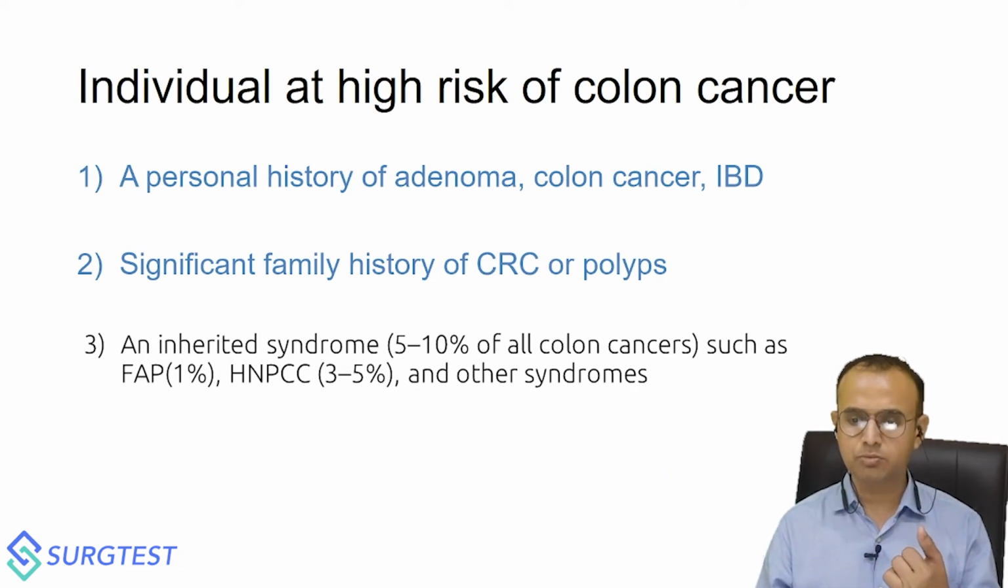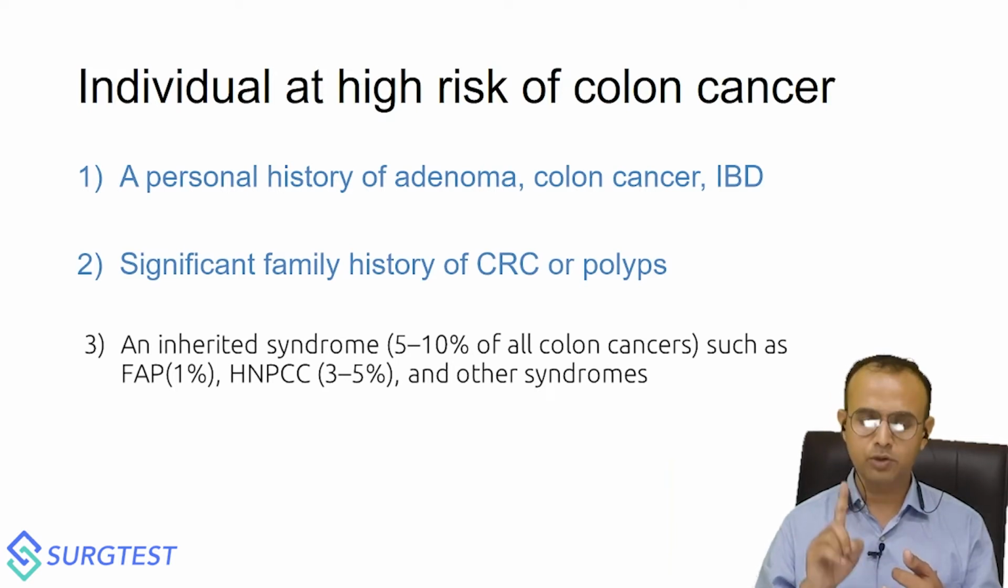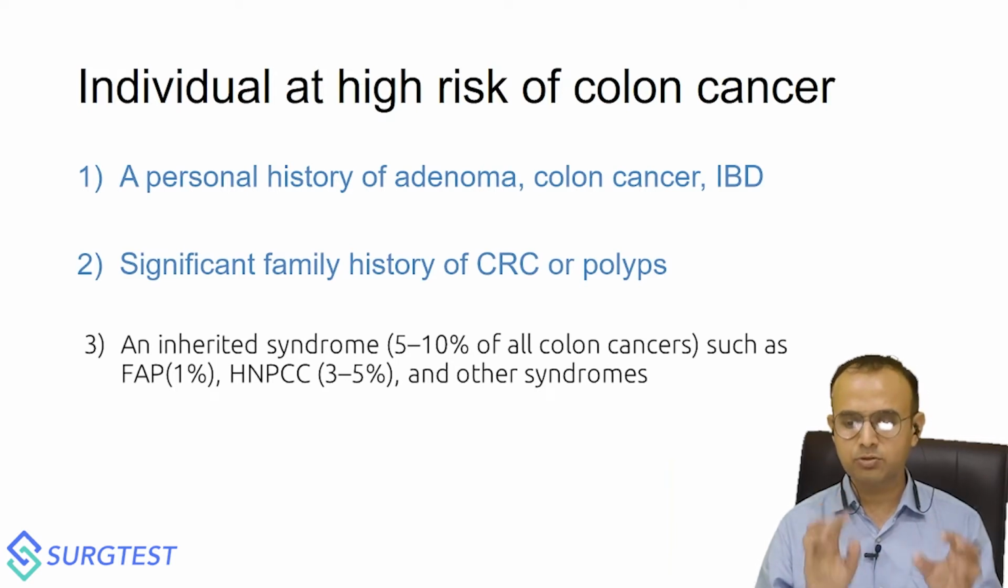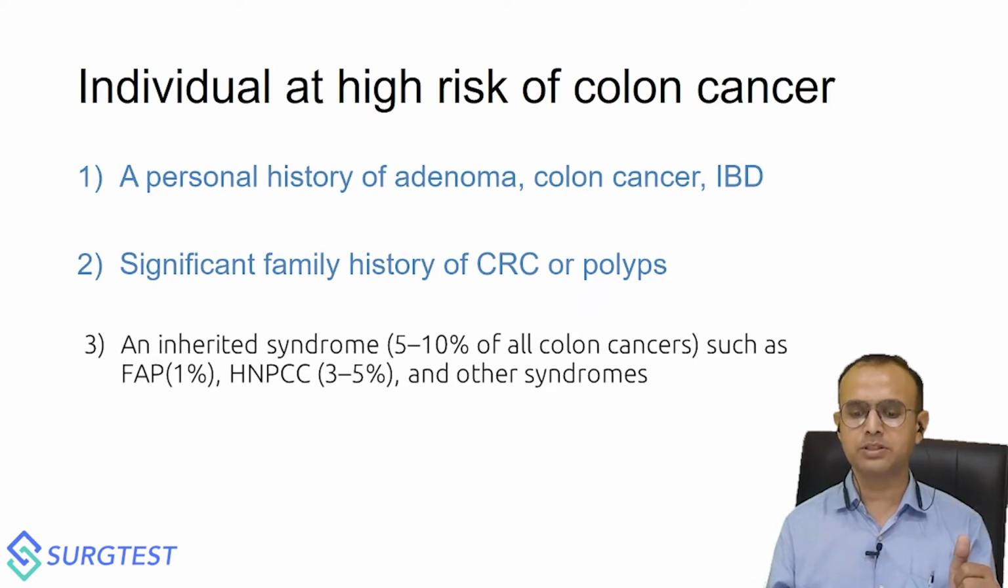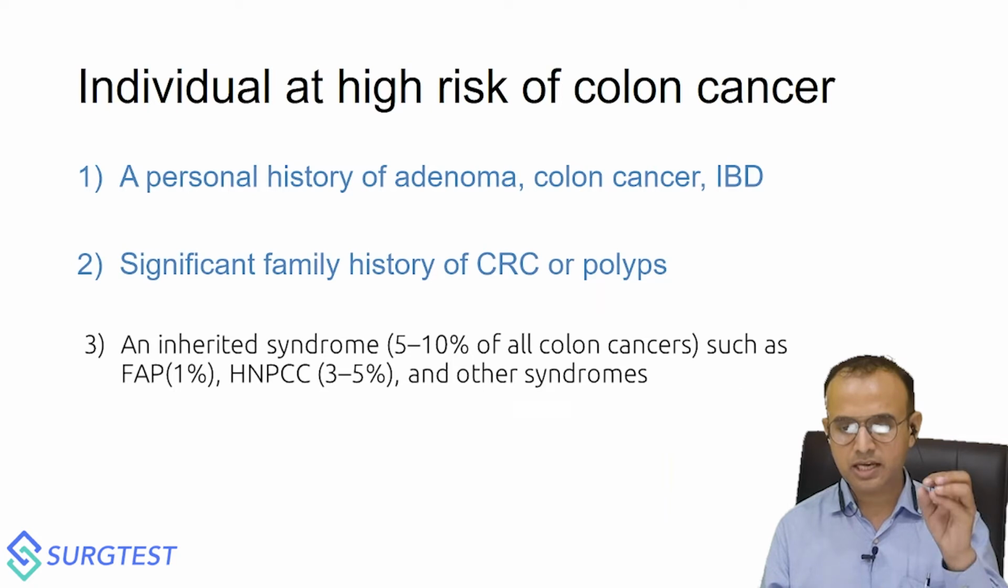Personal history of adenoma, colon cancer or IBD, significant family history of colorectal cancer or polyp, inherited syndromes such as 5 to 10% of all colorectal cancer: FAP is 1%, HNPCC is 3 to 5%, or other syndromes. These are high risk patients.